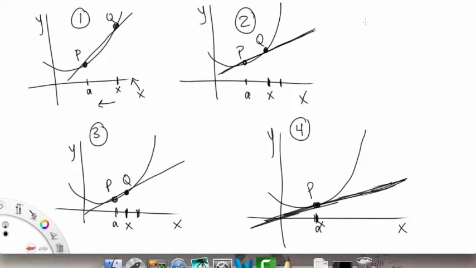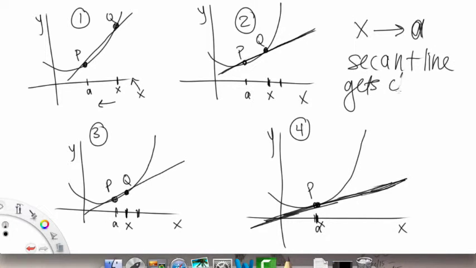So what we can observe is that as x approaches a, okay, so as it gets closer to our a value, then the secant line approaches, or gets closer to, the tangent line. Okay?